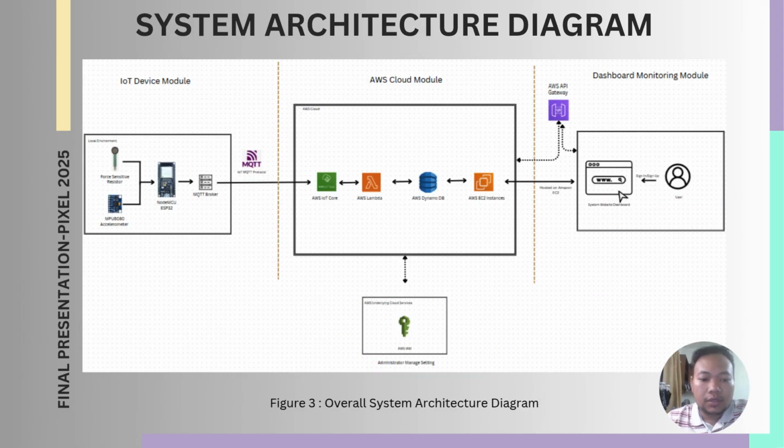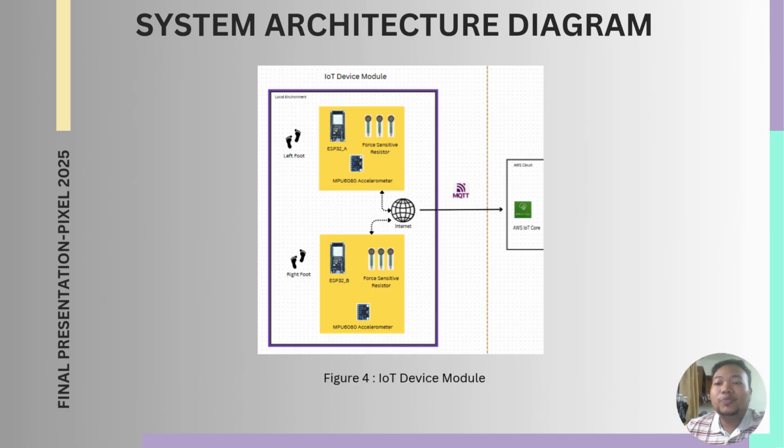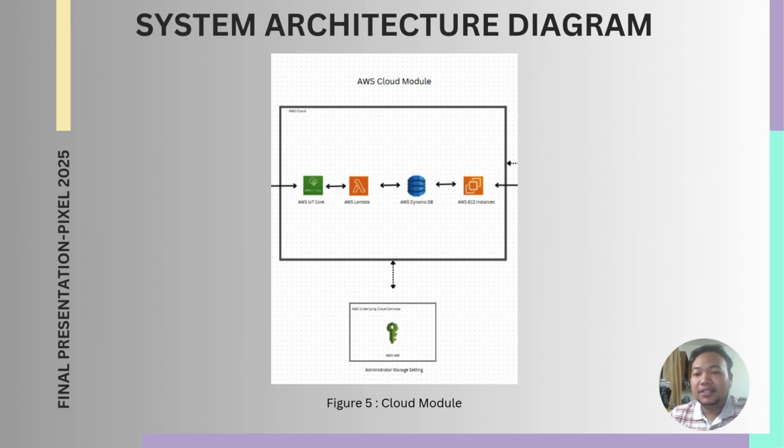So this is the overall system architecture diagram for this project. As you can see here, there are three main modules: the IoT device module, the AWS cloud module, and the dashboard monitoring module. To be more specific, the IoT device module consists of two microcontrollers, ESP32A for the left side and ESP32B for the right side. Each side has three force sensors and one accelerometer. All the devices are connected to Wi-Fi and transmit to the cloud environment by using the MQTT protocol. Secondly is the cloud module.